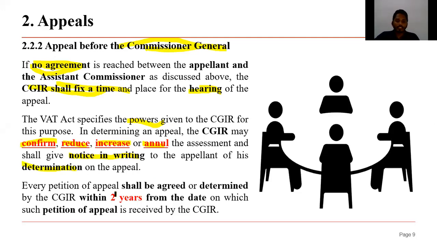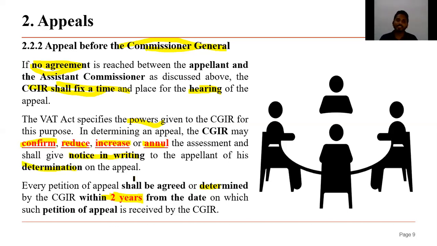The normal time allowed for the determination by the Commissioner General is 2 years. If the Commissioner General does not hear the assessment within 2 years, then the appeal is final. Let's say there is an assessment and you appeal to the Commissioner General, but the Commissioner General did not hear the appeal. Then it is treated as a deemed acceptance of the appeal, and the appeal is accepted.